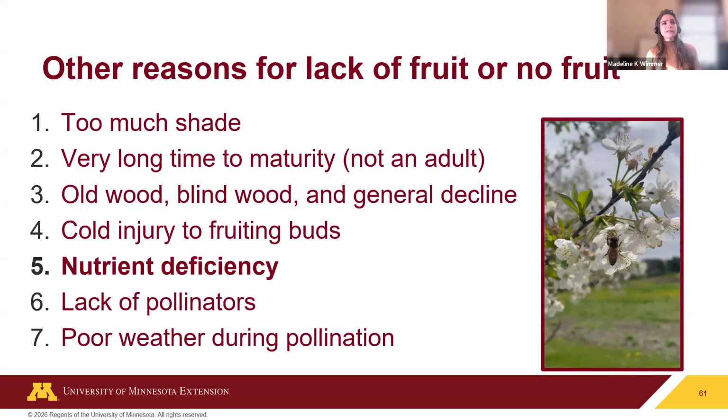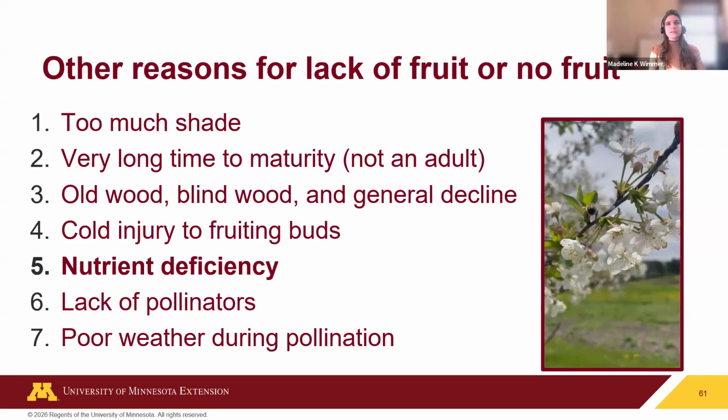If there's cold injury to fruiting buds or the flowers themselves, nutrient deficiency, as I mentioned, a lack of pollinators, and then poor weather during pollination, which could be rain, but also like last year we had really high temperatures, very warm weather during pollination, and that meant that we had a very short pollination window, as well as some of those temperatures are not favorable for certain pollinators.